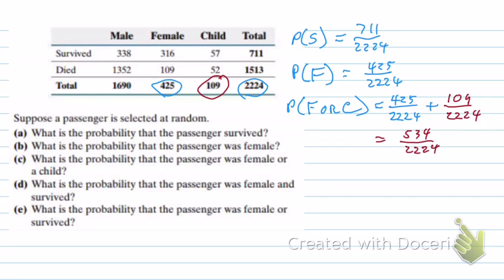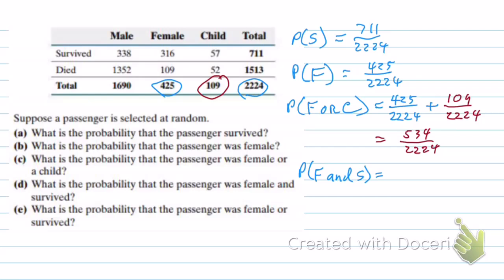What's the probability that the passenger was female and survived? I'm seeing the word and. Multiplication, good. Are they independent? Yes. No. I don't know. We can't assume they are. There's some overlap there. The overlap doesn't matter, but the independence does. We're going to treat it as though they weren't independent. Nothing told us they're independent.